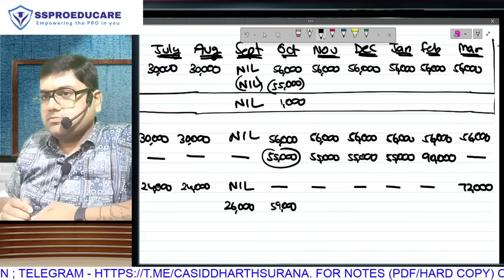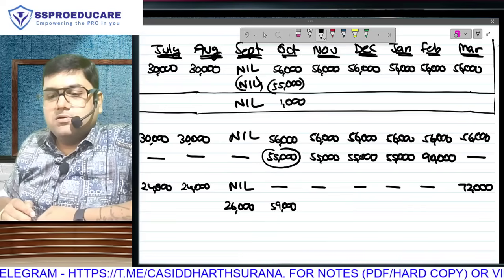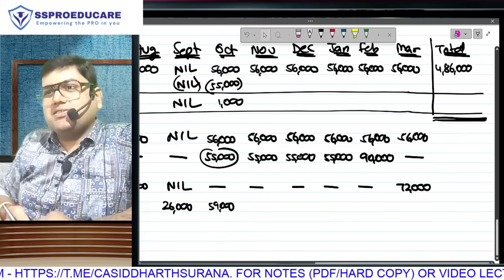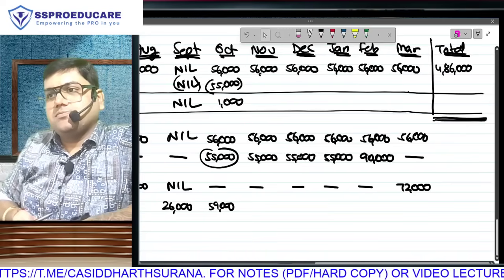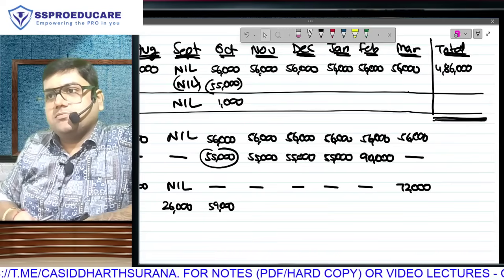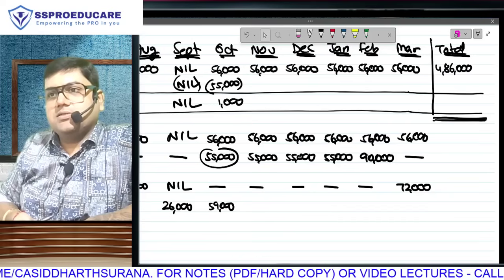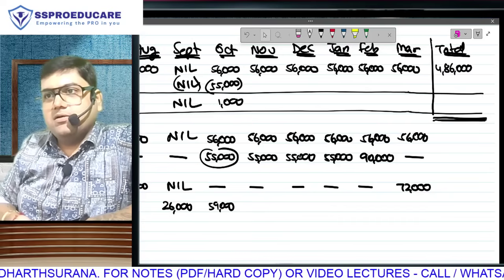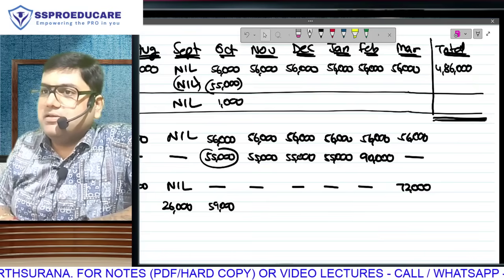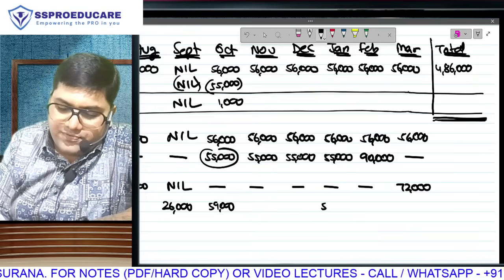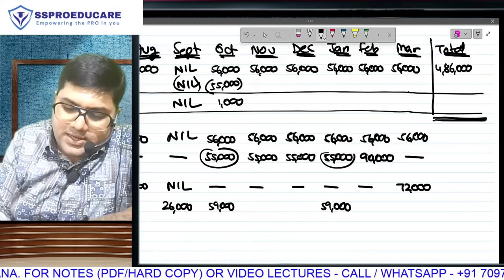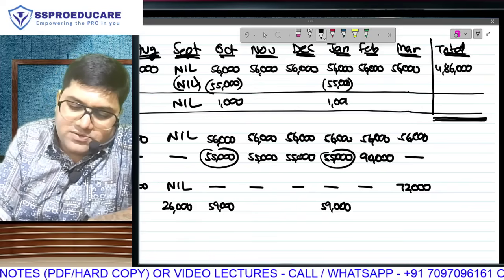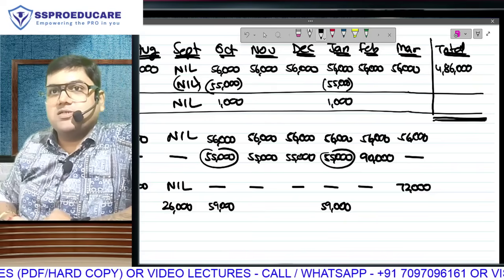You understood? Everyone? Chalo, let's do for Jan. Jan ka bolo. What is the rent paid? Rent paid is 7,000. And salary is still 1,10,000. That means can I say again 70 minus 11? 59,000. Again exemption will be 55 and again taxable will be 1,000. November, December you will complete by yourself.